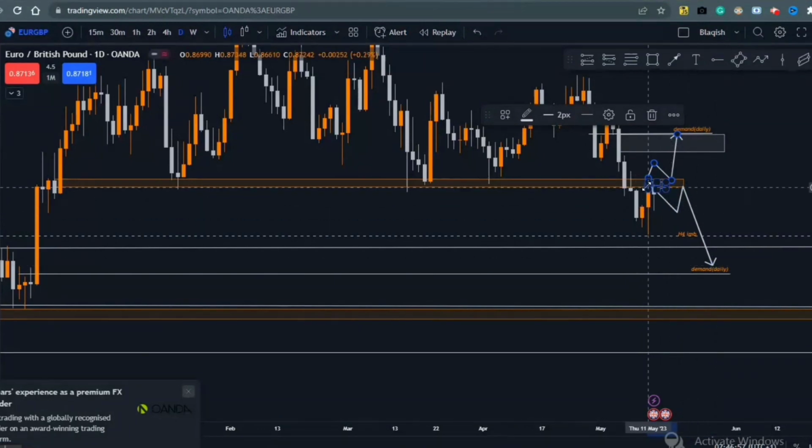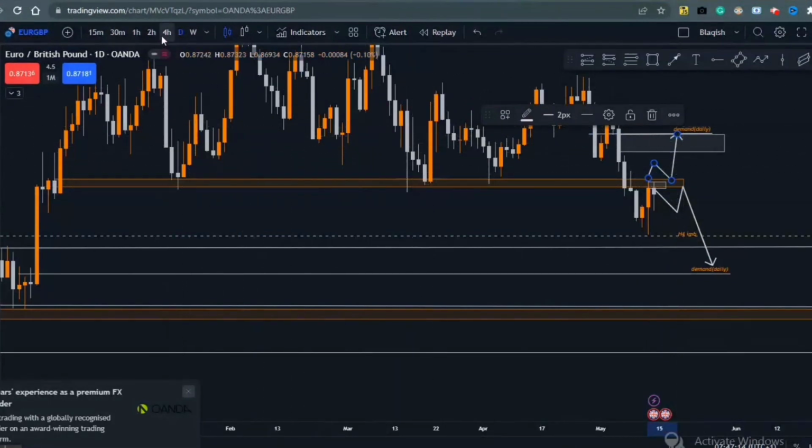Or I'm looking, if this market will break this resistance area, now I need the market to come and bounce, creating a support area, and this market to come and fill this imbalance and touch this supply area.